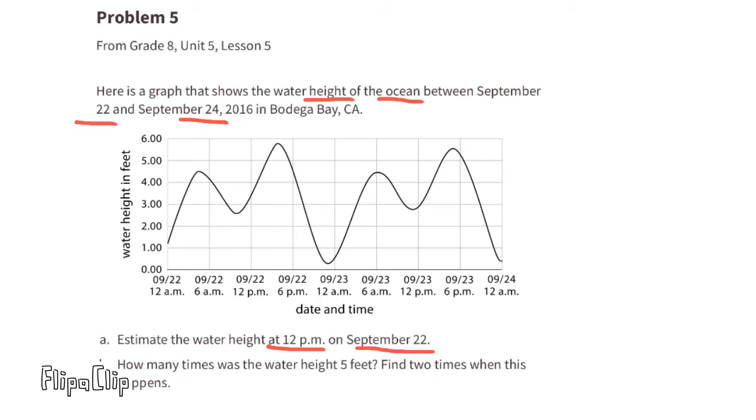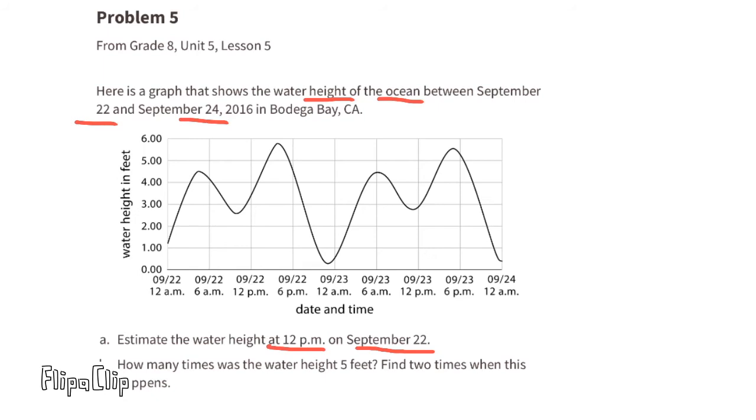Problem number 5 from 8th grade Unit 5, Lesson 5. Here is a graph that shows the water height of the ocean between September 22nd and September 24th, 2016 in Bodega Bay, California. A. Estimate the water height at 12 p.m.